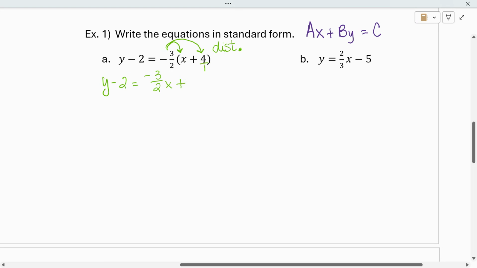Remember, this 4 is over 1. That's the same thing as 4 over 1. And we multiply fractions straight across. So negative 3 times 4 is negative 12. And 2 times 1 is 2.